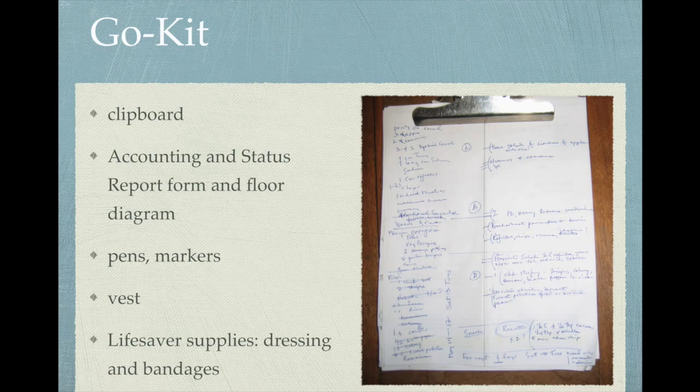A Go Kit is defined as the tools you need to have pre-assembled in order to perform your duties in the event of an emergency. The Go Kit for an evacuation officer should include a clipboard, the accounting and status report for the floor diagram, pens and markers, and a duty vest. To perform lifesaver functions, trauma dressings and pressure bandages should also be in the Go Kit. In the event of an emergency and notice of evacuation, the evacuation officer should grab the Go Kit and begin facilitating evacuation in their assigned zone.